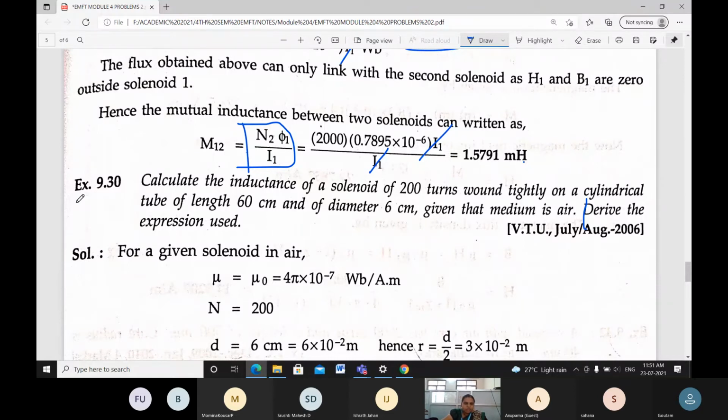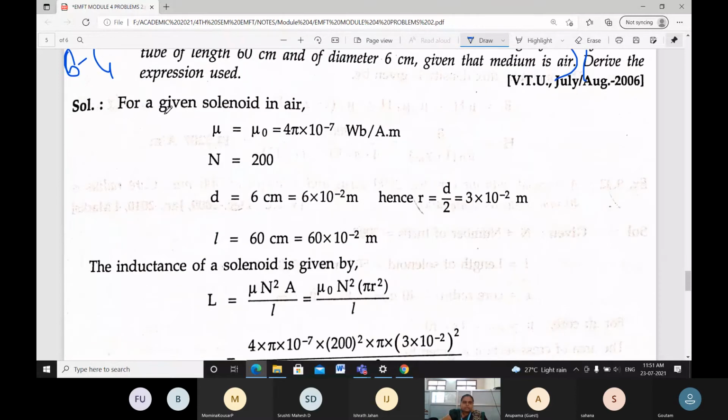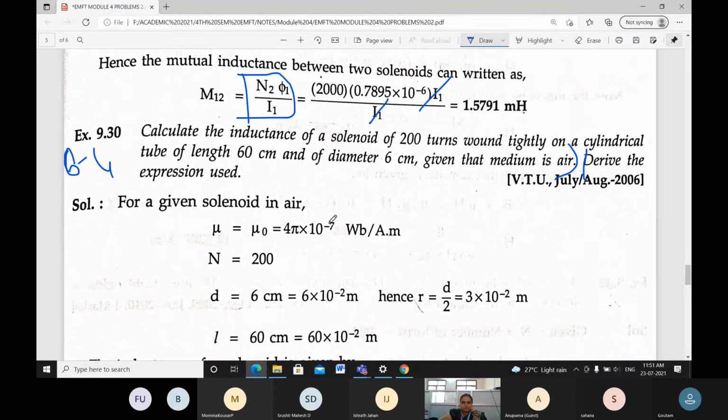In the question paper, only for the problem part it is asked for 4 marks, and the whole derivation of the expression is asked for 6 or 8 marks. I think they asked this question. Then for the given solenoid in air, just write down what parameters are given. Whether you know the equations or not, first you have to write the given factors for us. It will carry minimum marks for that.